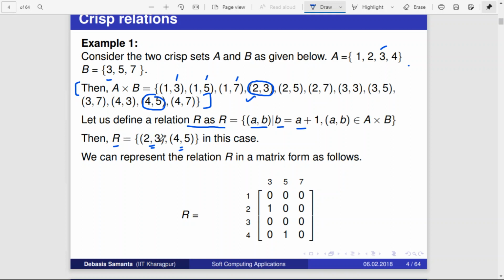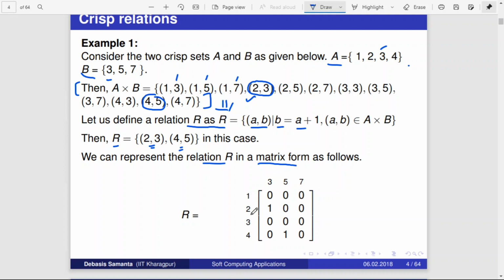Now this relation can be represented as a matrix. This relation can be represented as a matrix. This relation is actually defined on which set? It is defined on the sets A and B. So basically this relation we have derived from the Cartesian product A cross B. So this Cartesian product is derived from which sets? A and B, right? So we can say that this relation is derived from the sets A and B. So this can be represented as a matrix.